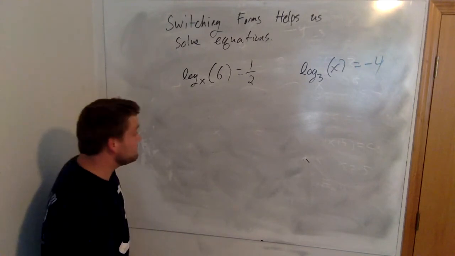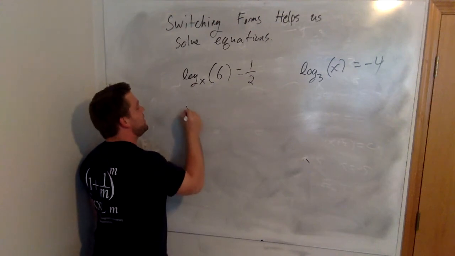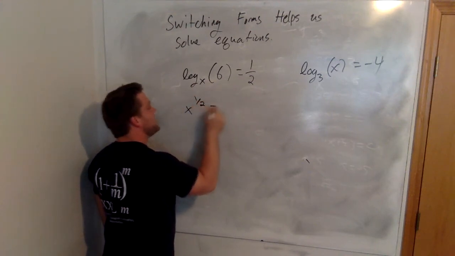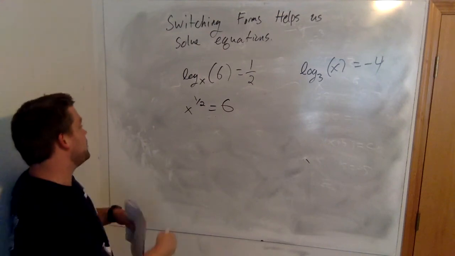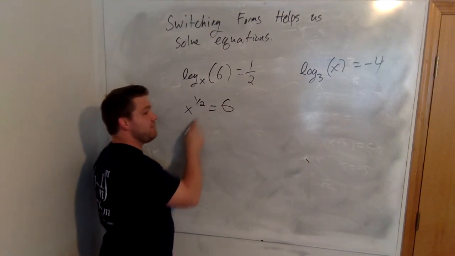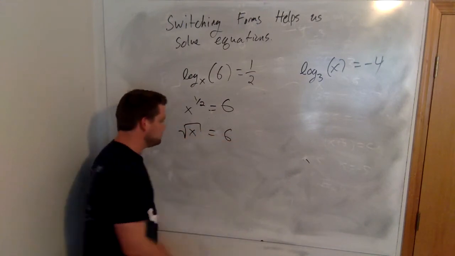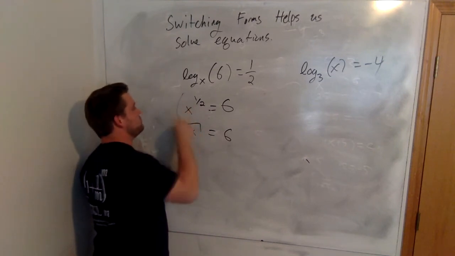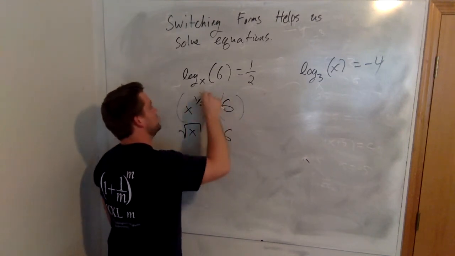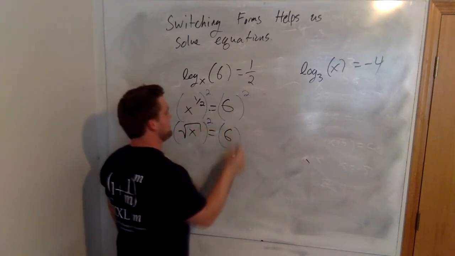Okay, let's do it. So we're going to switch forms for both of these. This says x to the power of 1/2 is equal to 6. Okay, now how do I undo this? Remember x to the 1/2? X to the 1/2 just means the same thing as the square root of x. So how would we undo this? Well, what's the inverse of a square root? Squaring. So either form here, if you want to square, we'll get the same answer.